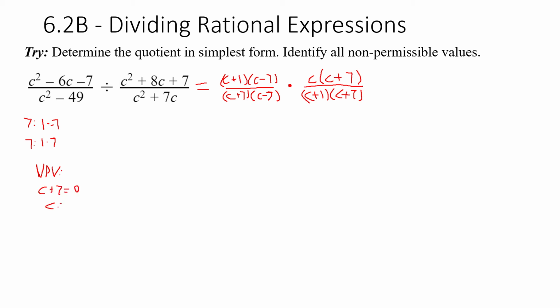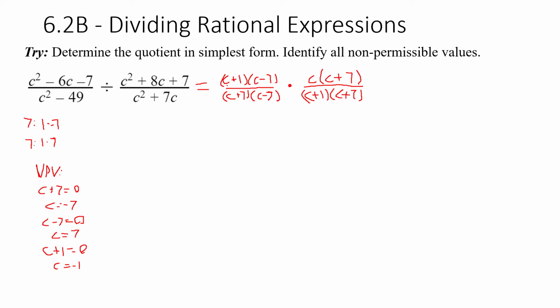Subtract 7 from both sides, and negative 7 wouldn't work. Let's do the negative 7 next. So c minus 7 equals 0. If you add 7 to both sides, c can't be 7 either. And then we'll do the 1. So c plus 1, what would make that 0? Subtract 1 from both sides, and negative 1 wouldn't work. So negative 7, negative 1, and 7 is our non-permissible value list.